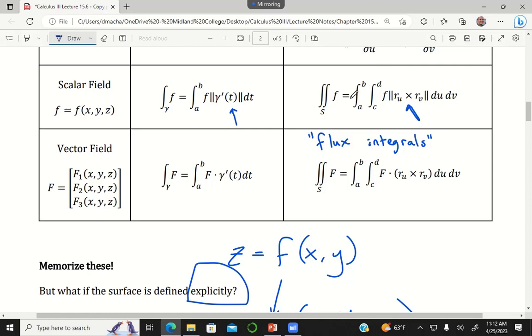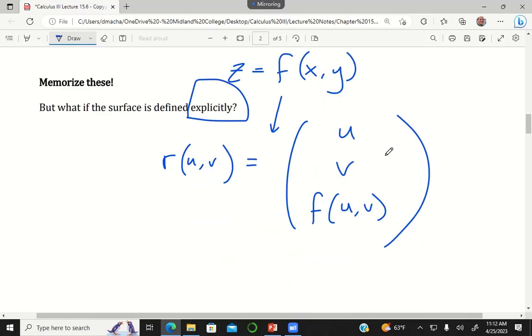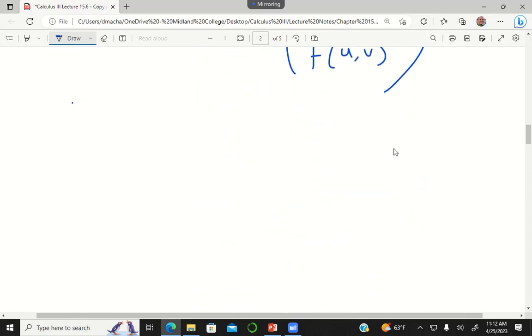What that does here to our formulas, if you wanted to simplify these formulas, is, let's look at the scalar field first, I guess. Let's talk about, if I want to take a double integral over a surface of some scalar field.